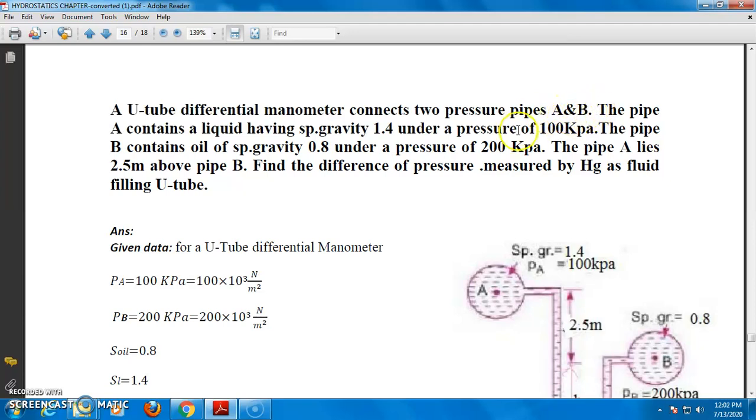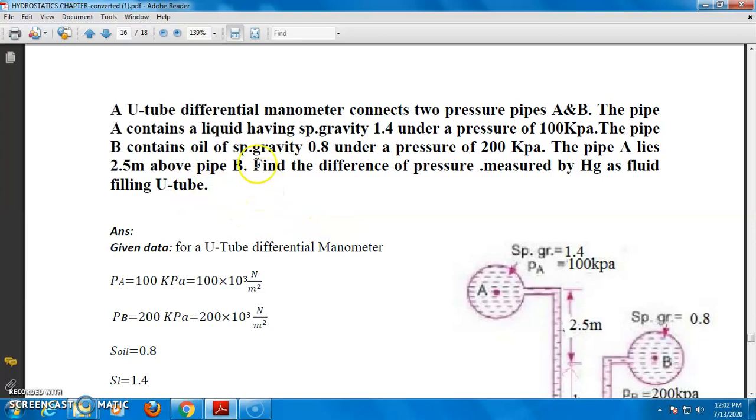Pipe A contains a liquid having specific gravity 1.4 under a pressure of 100 kilopascal. Pipe B contains oil of specific gravity 0.8 under a pressure of 200 kilopascal. Pipe A lies 2.5 meters above pipe B. Find the difference of pressure measured by mercury, Hg, as the fluid filling the U-tube.